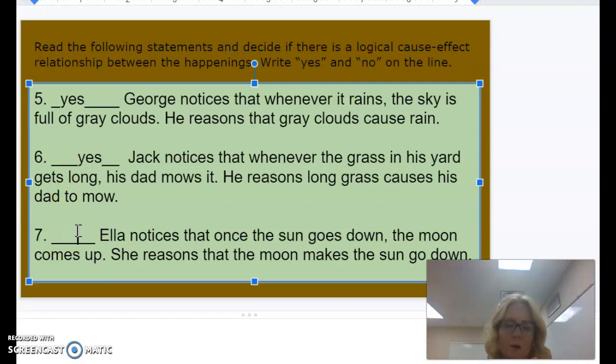Ella notices that once the sun goes down, the moon comes up. She reasons that the moon makes the sun go down. Is this a logical cause and effect? I would say no to this one. While we usually see the sun during the day and the moon during the night, the moon rising doesn't cause the sun to go down. Their seeming rise and fall is caused by the earth spinning.